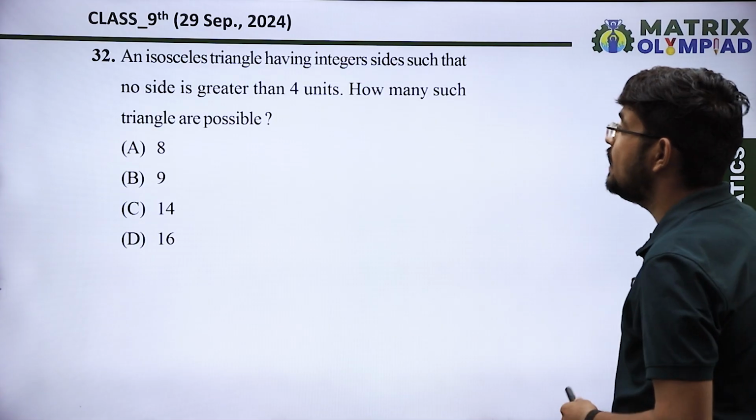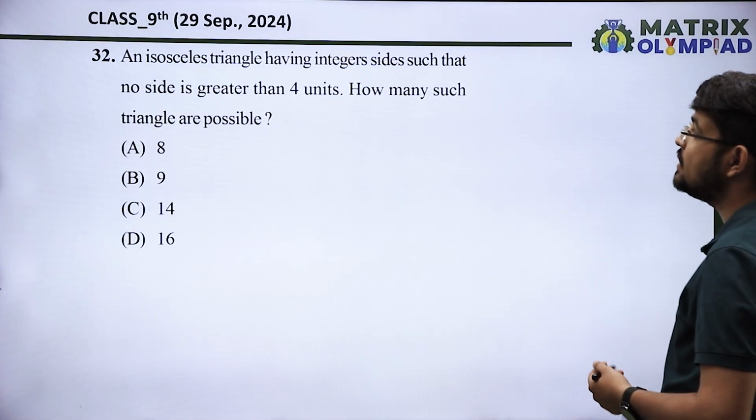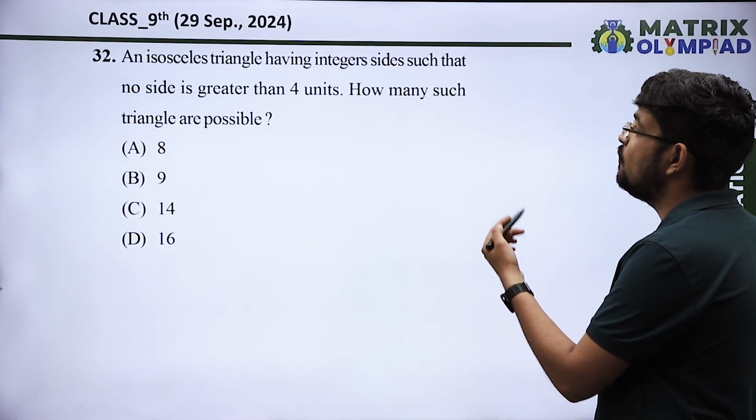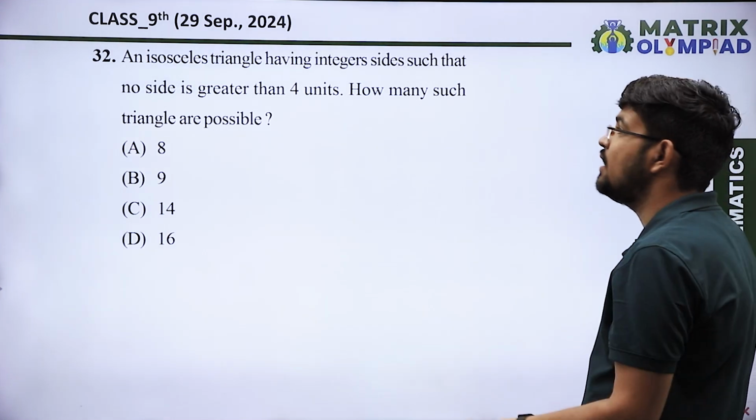Okay, next question. An isosceles triangle having integer sides such that no side is greater than 4 units. How many such triangles are possible?